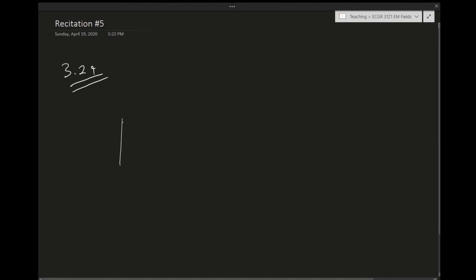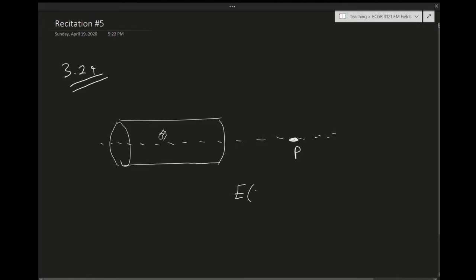So I have my cylinder. Let me actually draw it more cylindrically. It kind of looks like this, and it's a cylinder with a uniform charge distribution. So at any volume element, and this is, by the way, the axis, the mid-axis, and I want to find the field at a general point P, E at P.